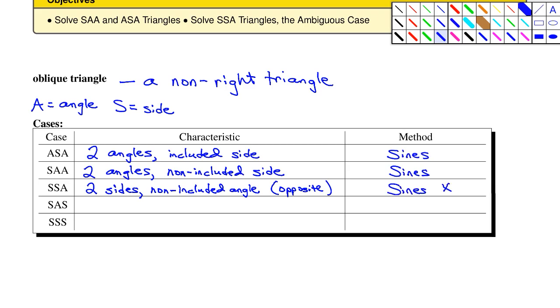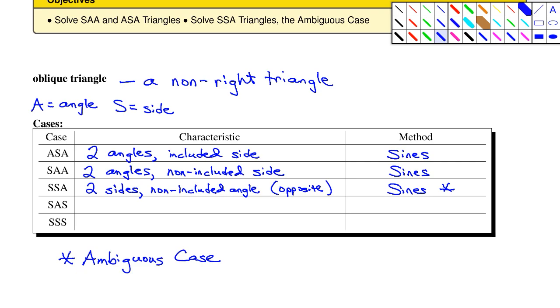I'm going to put a little asterisk by this one because this one is going to be the toughest one, and it produces what we call the ambiguous case. And we will talk extensively about the ambiguous case on the coming pages.